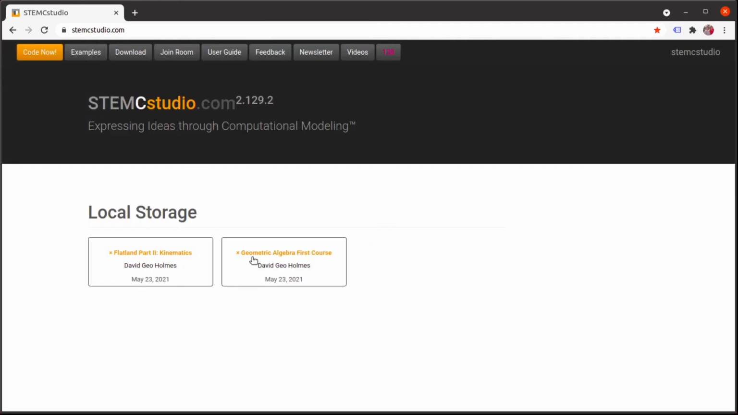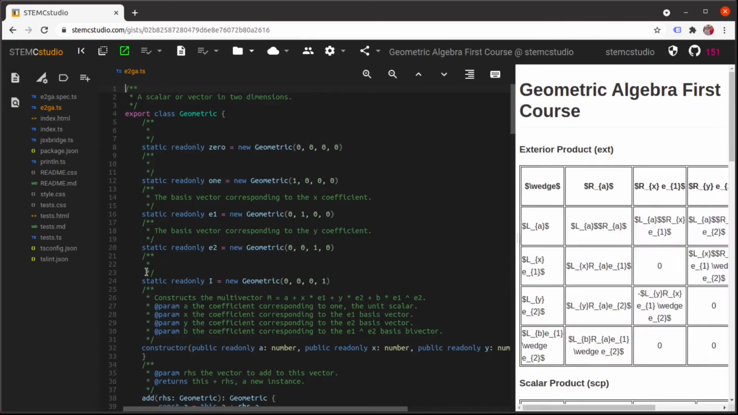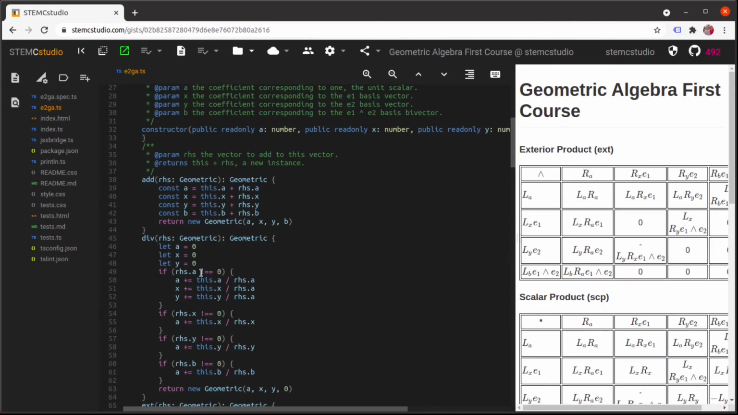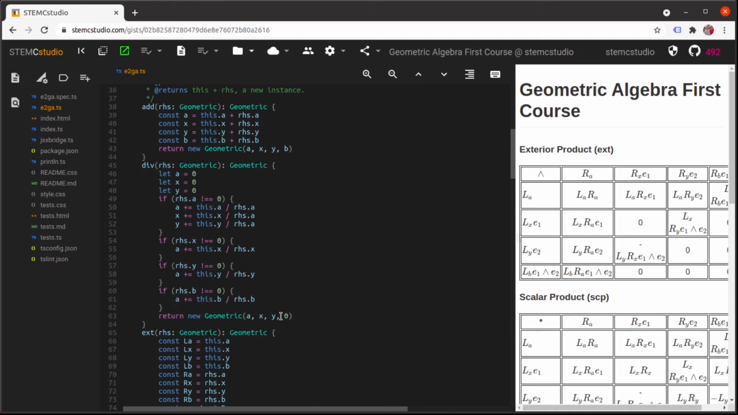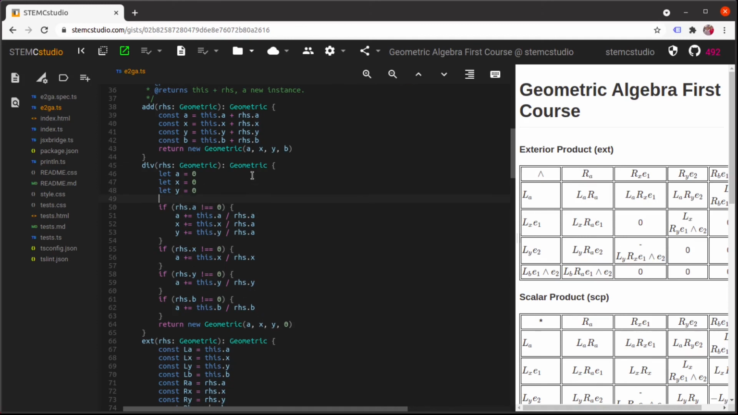So let's go back to our Geometric Algebra first course. We were just looking at this, so we're going to look at division. We're not really doing anything with the bivector part, so I'm going to create that. And what we want to do is implement division by a scalar.